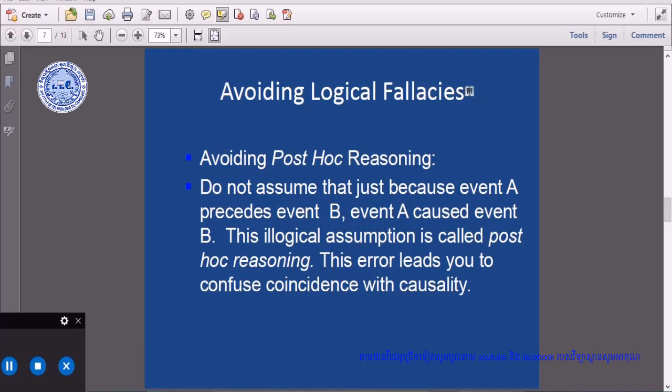Okay, this is very important. I like to highlight it. So, avoiding logical fallacy, avoiding post hoc reasoning. Usually we suggest that you do not assume that just because event A precedes event B, event A caused event B, right? This logical assumption is called post hoc reasoning. This error leads to confusing coincidence with causality, right? So we cannot use that. That's not cause and effect. It's what we call a logical fallacy. It's wrong reasoning.